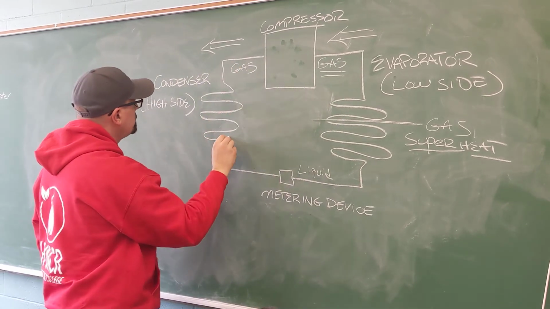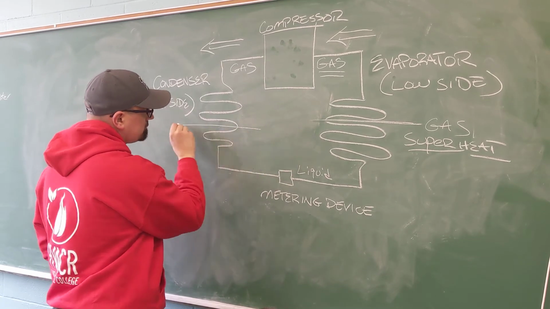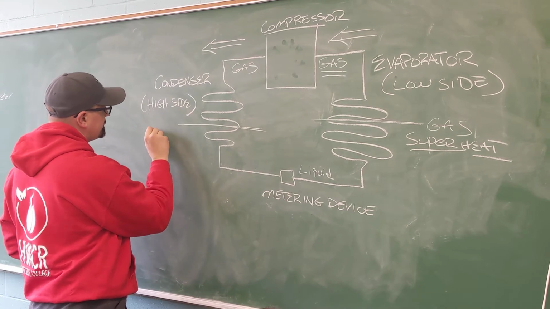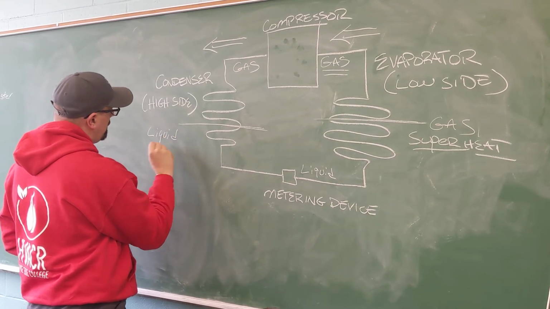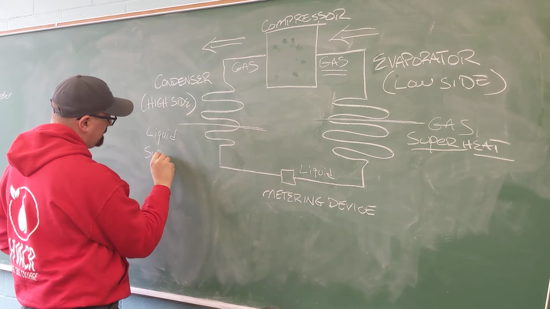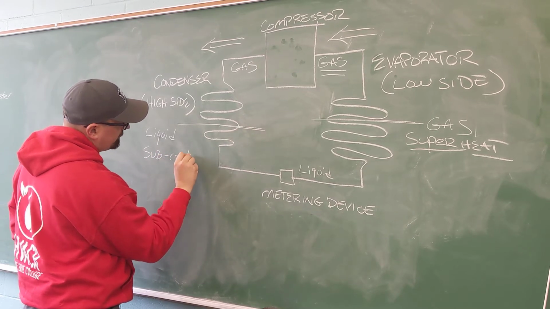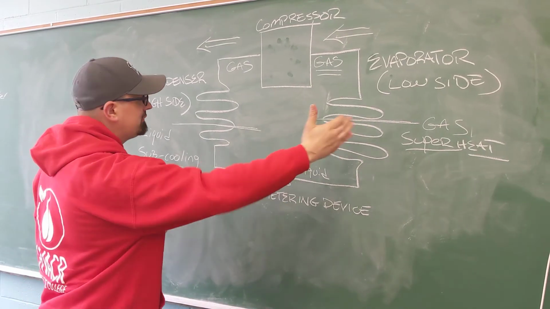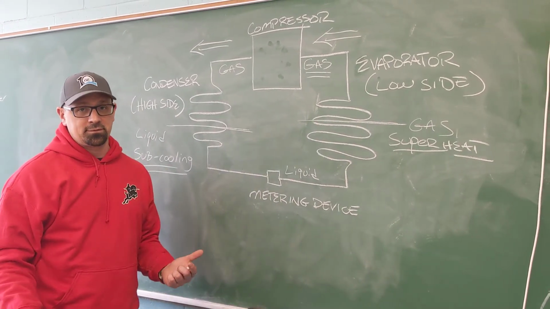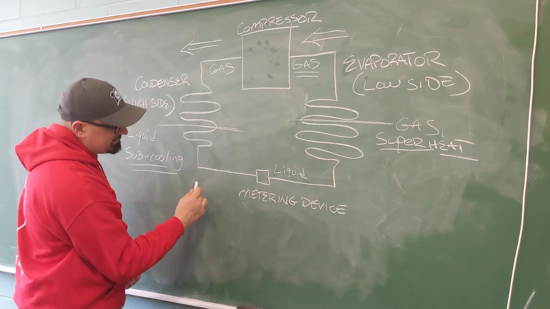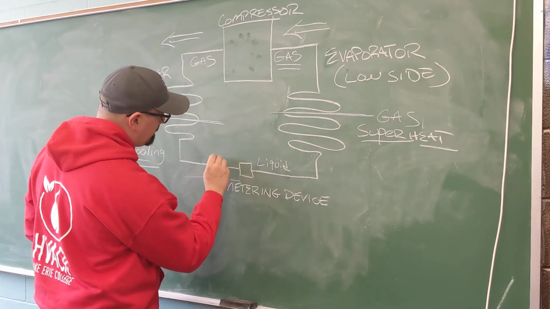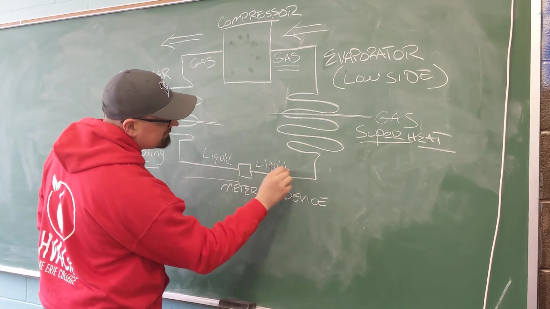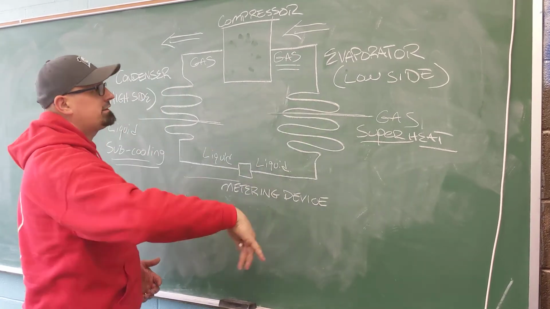And as it goes through the condenser, about 3/4 of the way down, what happens is it turns to a liquid. And we call that subcooling, which is also something that we can measure. And that will let us know between the superheat and the subcooling if our system's operating effectively. As it comes down, we go into our metering device as a liquid, come out as a liquid, go back up and repeat the process.